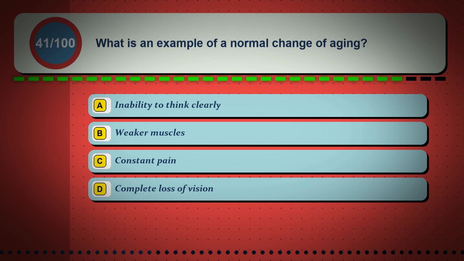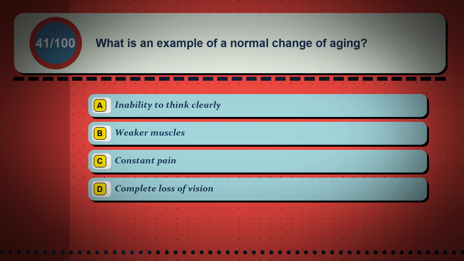Question 41. What is an example of a normal change of aging? Option A, inability to think clearly. Option B, weaker muscles. Option C, constant pain. Option D, a complete loss of vision.